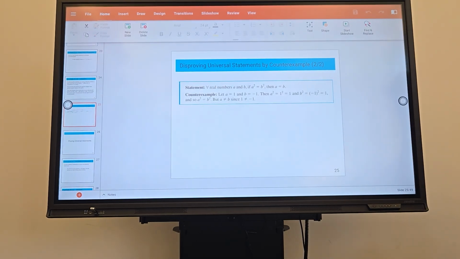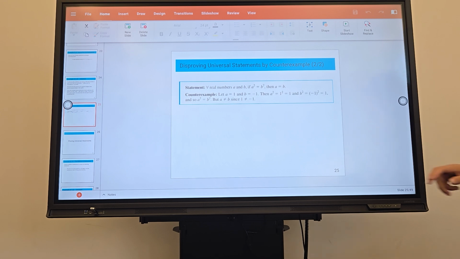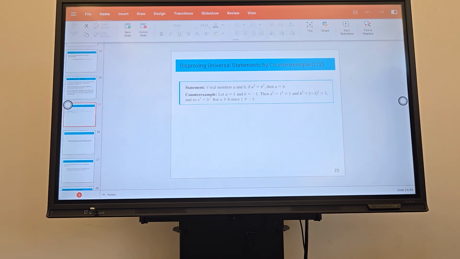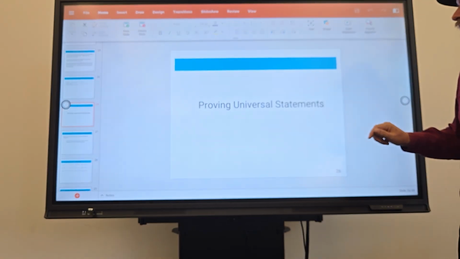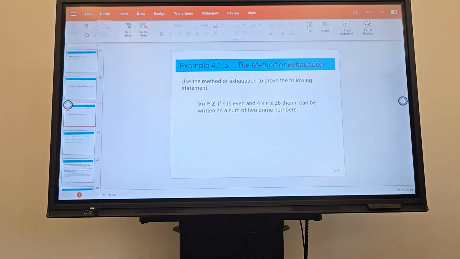So disproving by counterexample, 1 and minus 1, then you have A does not equal B. Proving universal statements. Method of exhaustion. Use the method of exhaustion to prove the following statement. For all n that are elements of Z, if n is even and between 4 and 26, then n can be written as a sum of two prime numbers.